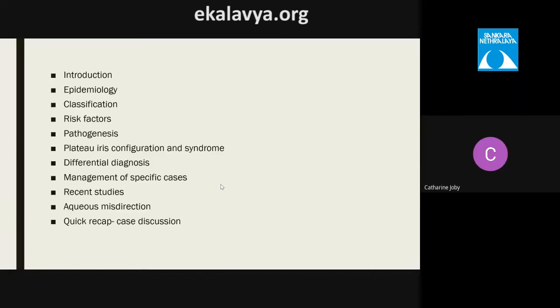In today's discussion, we'll have a brief introduction. Then we'll discuss epidemiology, classification, risk factors and pathogenesis, clinical configuration and syndrome, differential diagnosis of primary angle-closure disease, management of specific cases and recent studies, aqueous misdirection, and then we'll have a quick recap with case discussion.